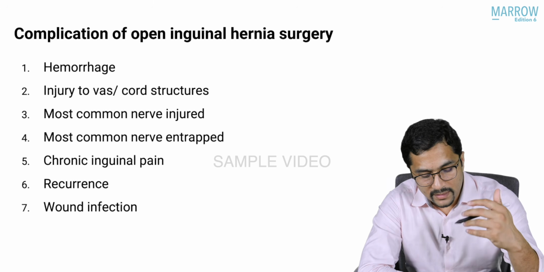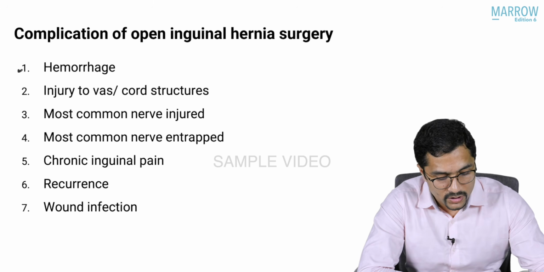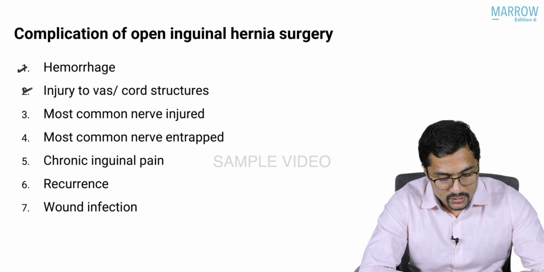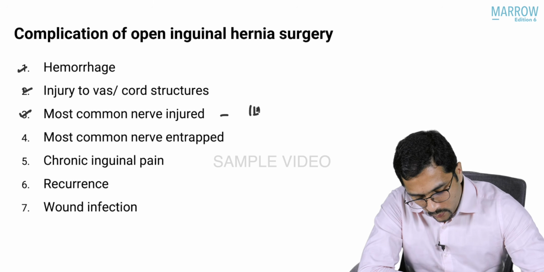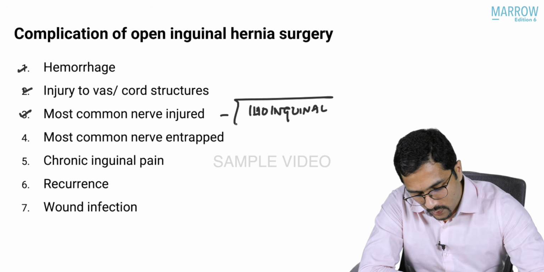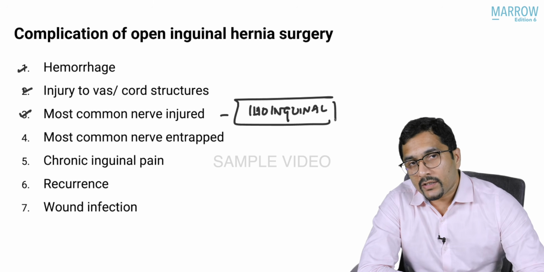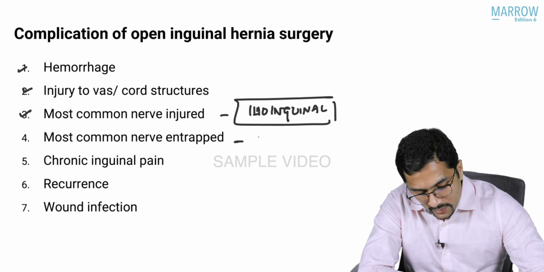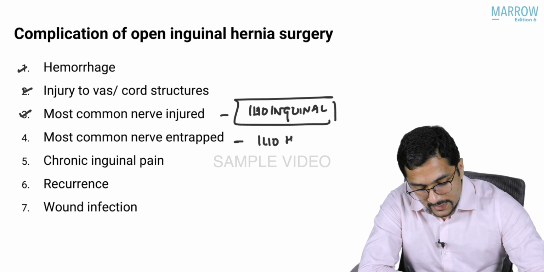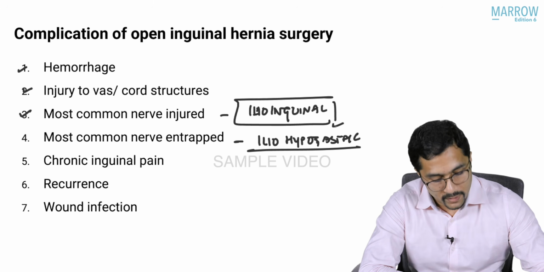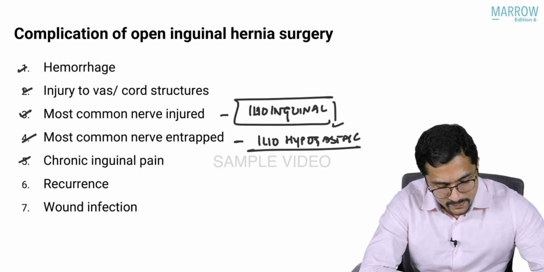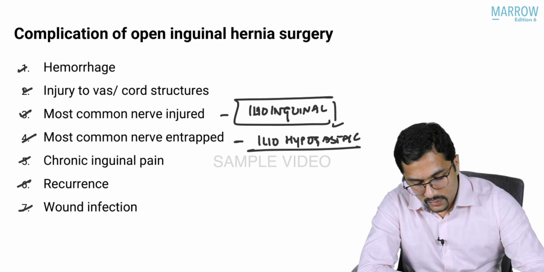If we are doing the open method, the complications of open inguinal hernia surgery, you can have hemorrhage, injury to the vas or the cord structures. The most common nerve injured is ilioinguinal, and this is usually injured when you're cutting the superficial ring. The most common nerve entrapped is the iliohypogastric, and this nerve can become entrapped beneath the mesh, and this can give rise to chronic inguinal pain. So chronic inguinal pain, I've told you, recurrence and wound infection can also be there.